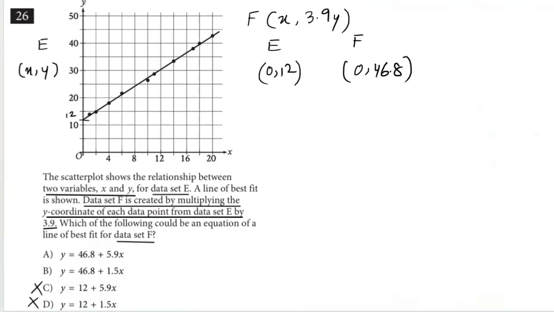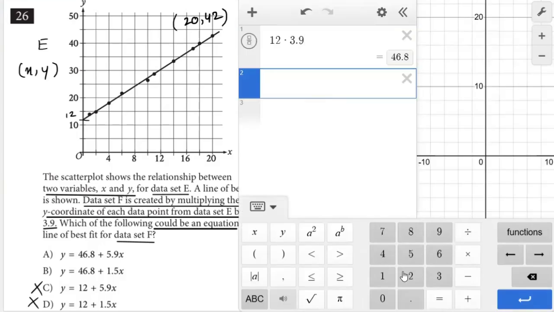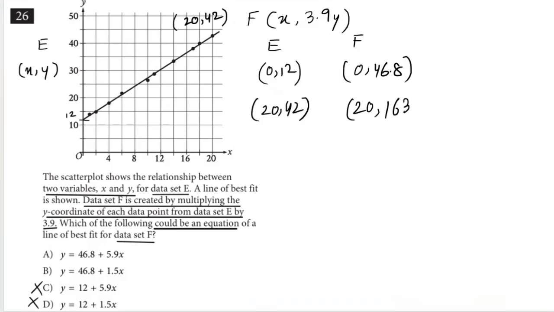Now, it comes down to slope. Slope is going to tell me which one is the correct graph. So if I pick another point, let's say 20 and 42. I'm just using approximate values because they are saying which of the following could be an equation. So it should be the closer one. So if this is in E, 20 and 42, what will be the point in F? So I can do 42 times 3.9, 163.8. So I can quickly check the slope.